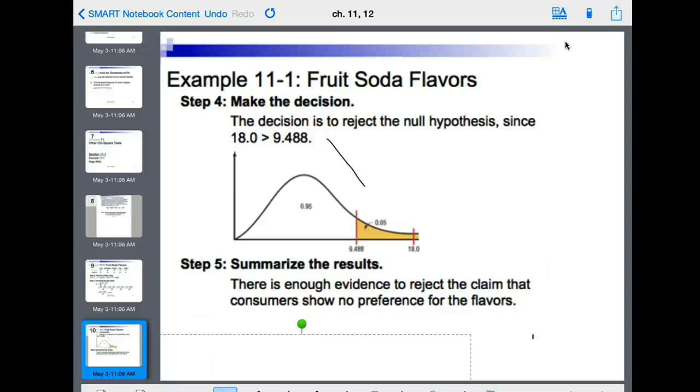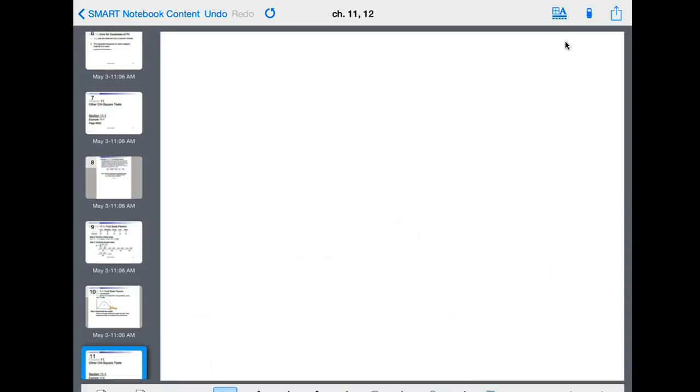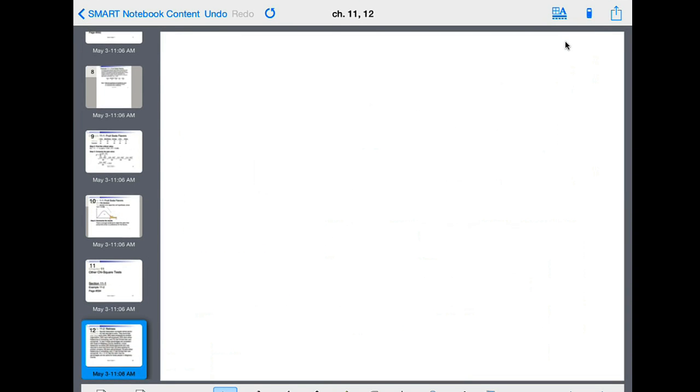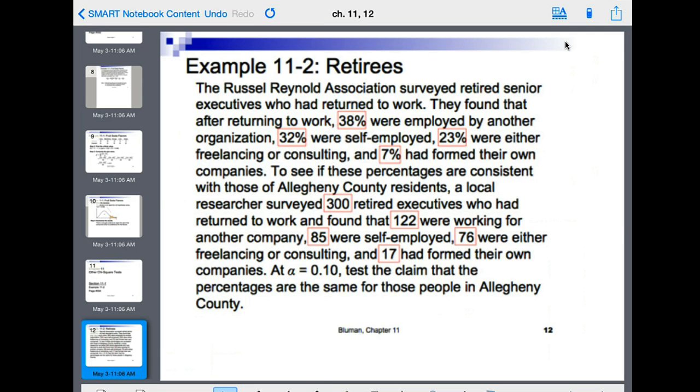Now, one of the things you'll notice about this chapter is that a lot of the tests are set up the same way. So let's try another one. The Russell Reynolds Association surveyed retired executives who had returned to work. They found that after returning to work, I'll let you read the whole thing here.